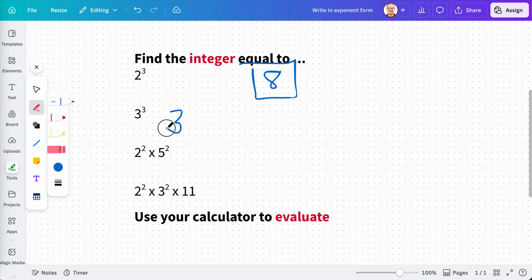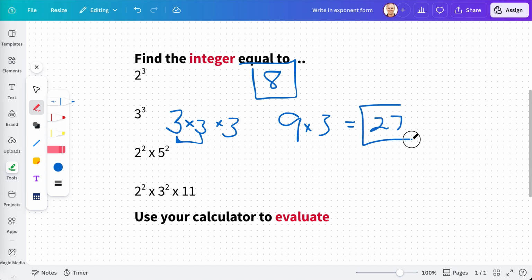3 to the third power is 3 times 3 times 3. And again, just do the first 2, and this is going to be 9 times 3 equals 27. Cool. Okay, let's do the next one. Let me again erase a little bit.